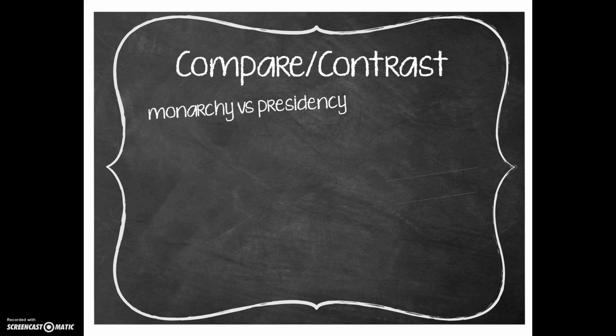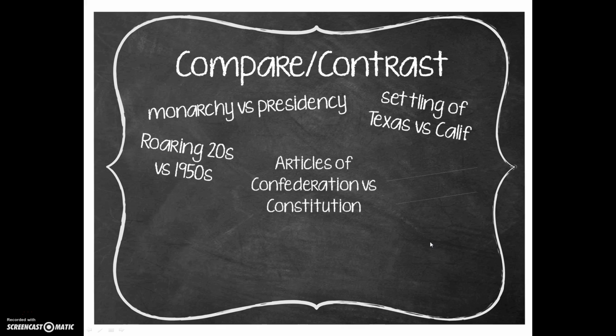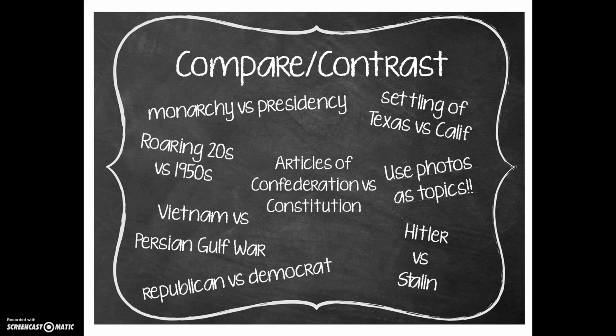How can you use this in your classroom? Monarchy versus presidency, the Roaring Twenties versus the 1950s, the settling of Texas versus the settling of California, the Articles of Confederation versus the Constitution, Hitler versus Stalin, the Vietnam War versus the Persian Gulf War, Republicans versus Democrats. You can even use photos as topics. Sometimes visual imagery is more powerful than words. Put photos of Hitler and Stalin down on the table and turn them loose.